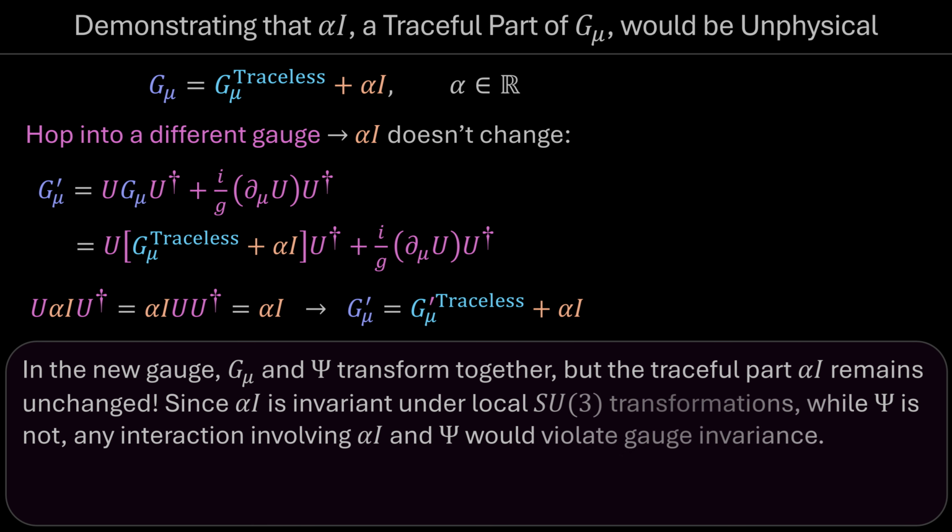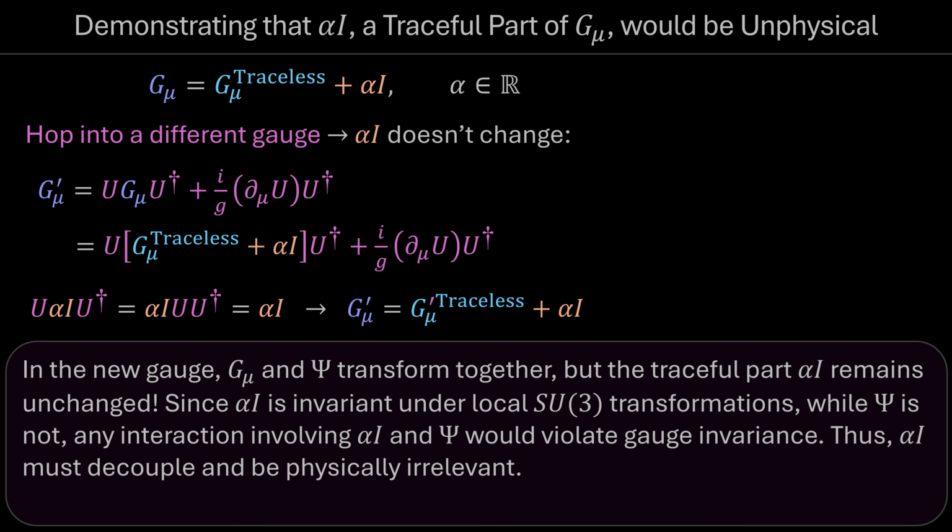And so if you had any interaction involving alpha I and psi, then alpha I stays the same, psi changes, and so the interaction between alpha I and psi would change from one gauge to another. Because a same times a different is a different. Think about the fact that the gauge field G mu and psi dance together from one gauge to another. Psi becomes U psi, G mu becomes U G mu U dagger plus the derivative term, and it's a dance, and they flow and they fit together. Alpha I doesn't change at all, it doesn't dance, so it creates a tripping hazard for psi.